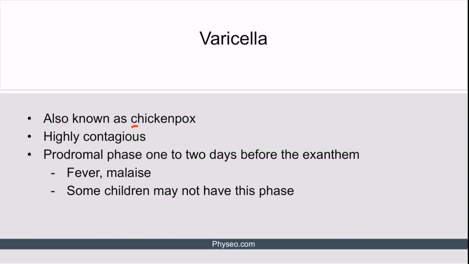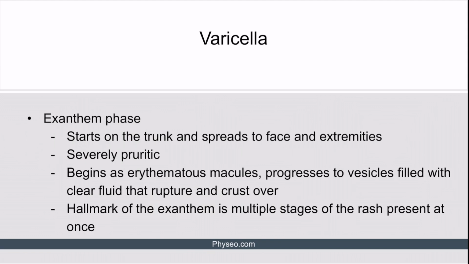Varicella is commonly known as chickenpox and is a highly contagious virus. It typically presents with a prodromal phase 1 to 2 days before the exanthem, which consists of fever and malaise. However, some children may not have this prodromal phase, and the first signs of infection can be the exanthem itself. The rash of varicella typically begins on the trunk and then spreads to the face and extremities.